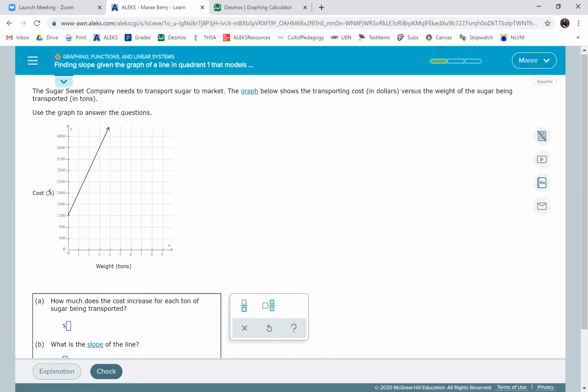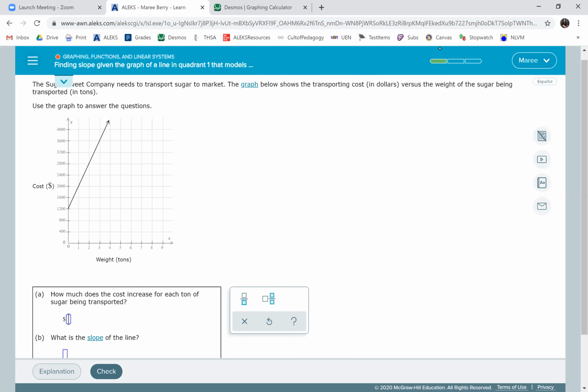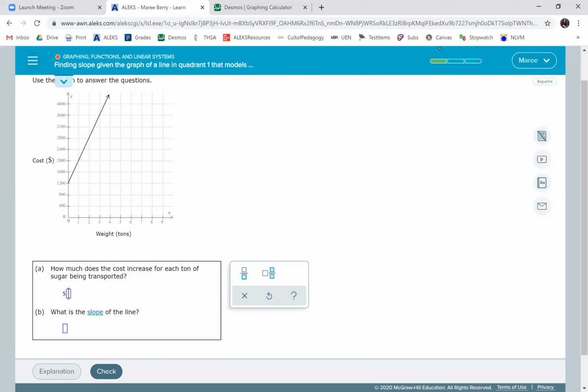The Sugar Sweet company needs to transport sugar to market. The graph below shows the transporting cost in dollars versus the weight of the sugar being transported in tons. How much does the cost increase for each ton of sugar transported? So 1 ton, so from 0 to 1, how much did it increase? It started at 1,200. And it went up to, at 1, it was 2,000.